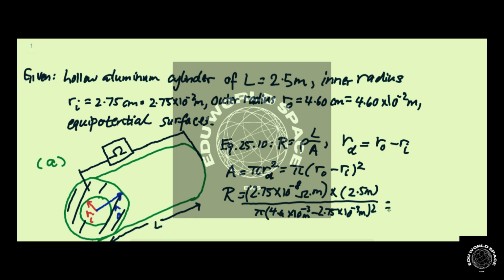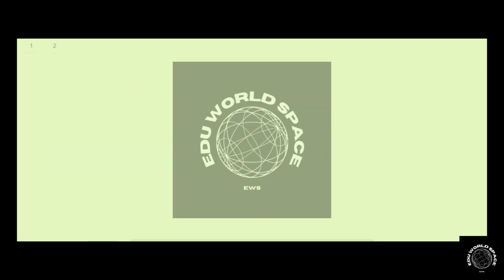And when you plug in these numbers, you find that the resistance is 6.39 times 10 to the minus 3 ohms. So that's it for part A. Now we move on to part B.